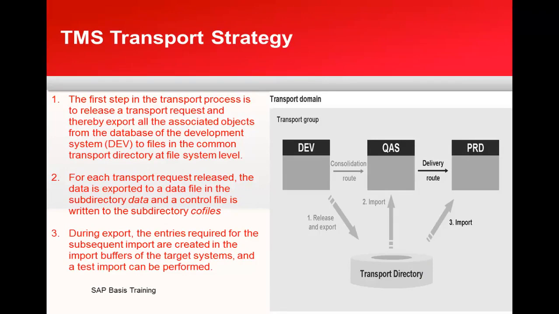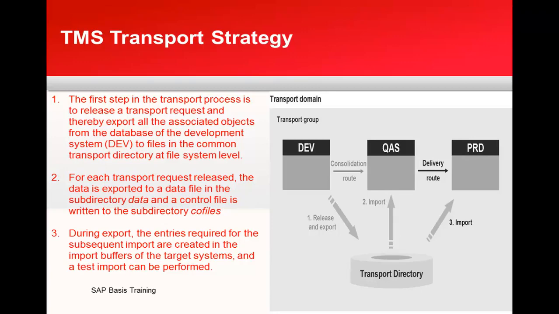Let's go into the transport strategy first. This is a simple landscape which has a dev system, a quality system, and a production system. From the dev system, there is a consolidation route which transfers the changes from dev to the QAS environment. From the QAS environment to the production environment, the changes are transferred by a delivery route.